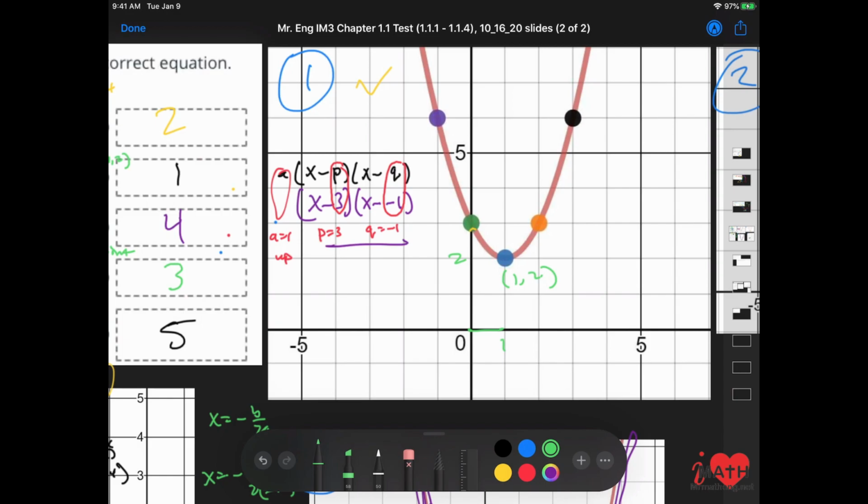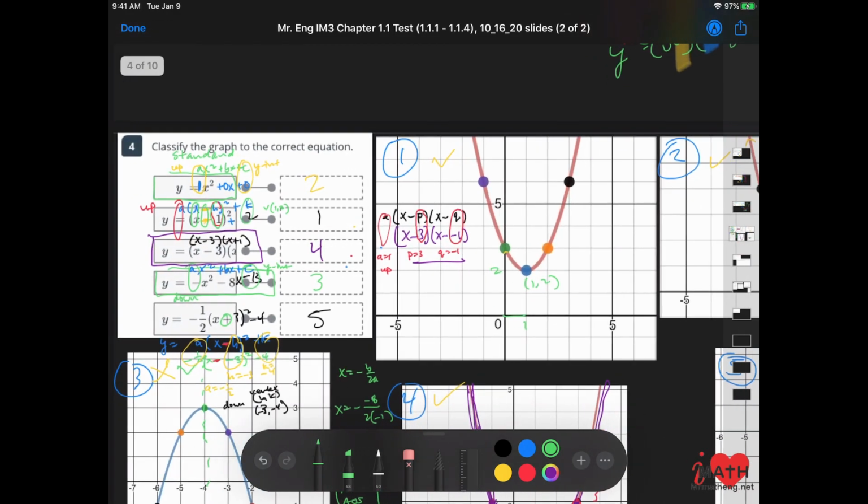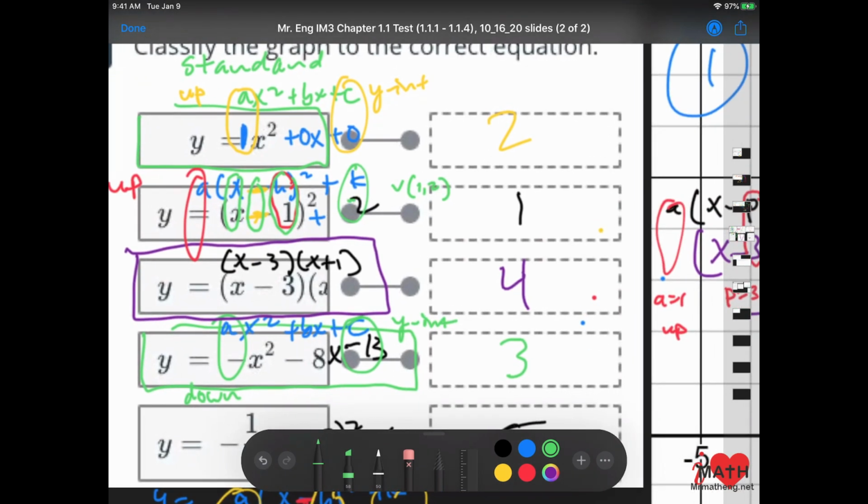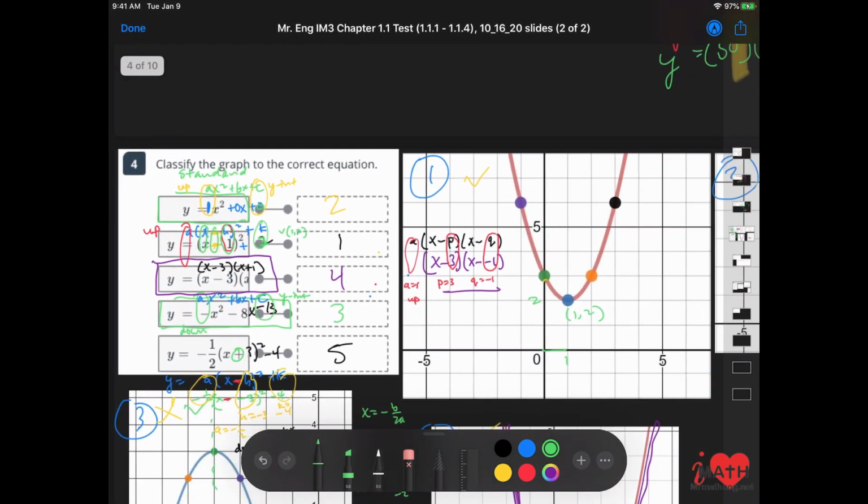Remember, a common mistake for students is to think that this value, which we got lucky, is the y-intercept. That is not the case. That only works for standard form. So those are your choices, 1 point apiece for question number 4.